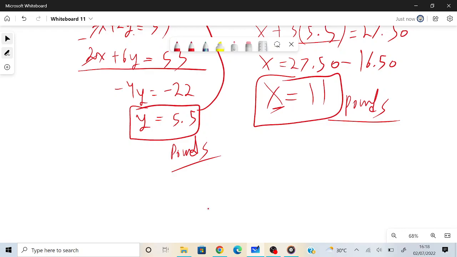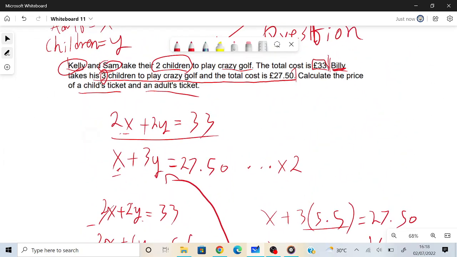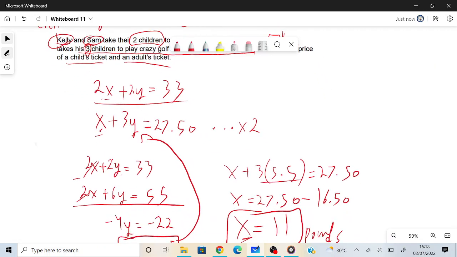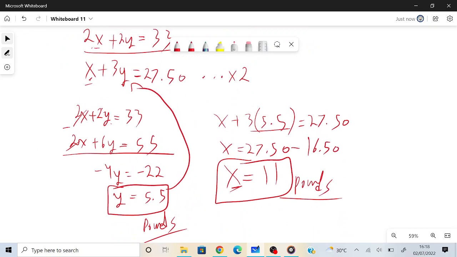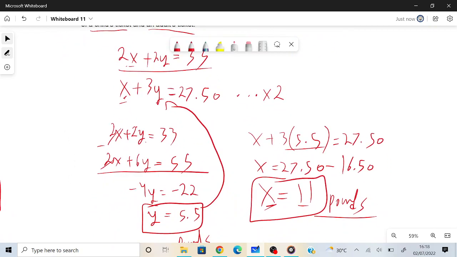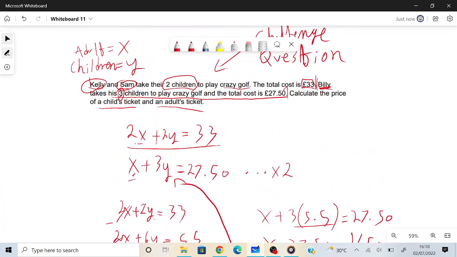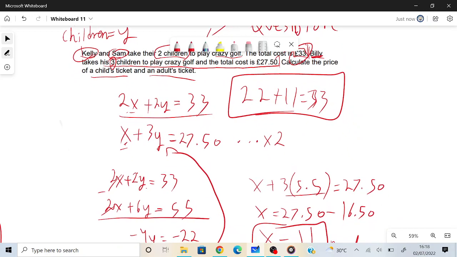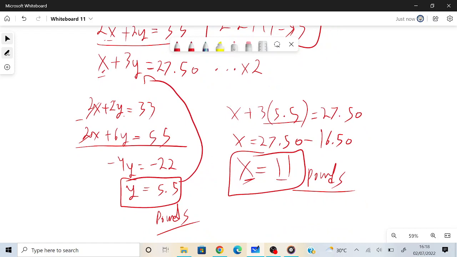So you can just confirm your answer. You can take one of the pieces of information they gave, or one part of the equation. Let's take Kelly and Sam. So Kelly and Sam, that makes 2 adults, and 2 adults is 11 times 2, that's 22, and 2 children, that makes 5.5 times 2, which is 11. So 22 plus 11, and that is 33, and I think the total cost was 33. Yup, it was. And that is the final answer for that question. And as you can see, you can check it again in the question, see if it is satisfying all the information given, and in this case it is, so it is most likely to be correct.